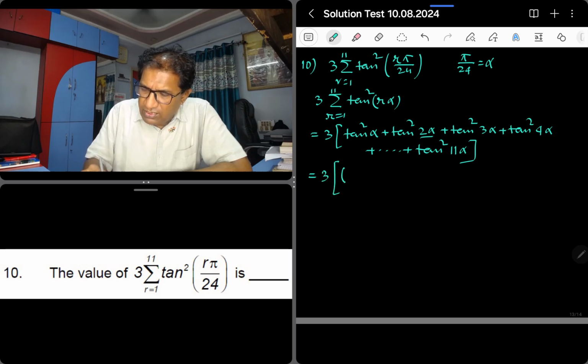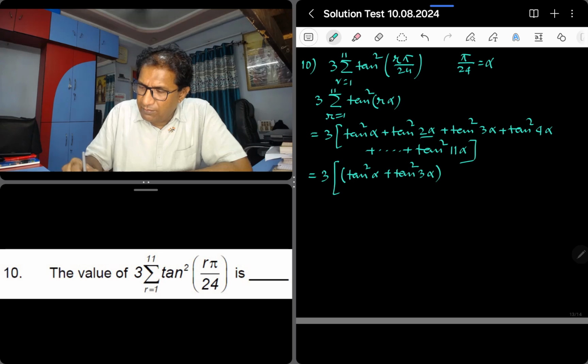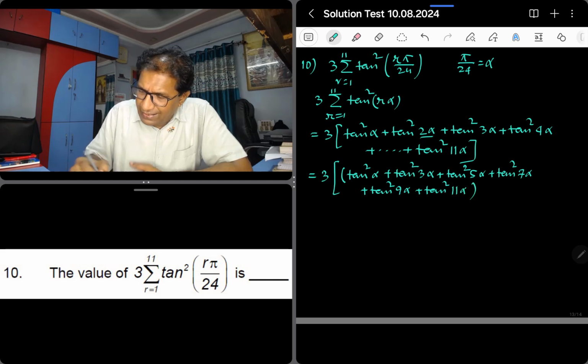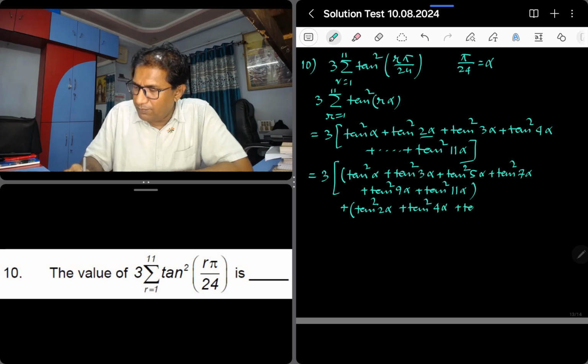The first group consists of the elements tan square alpha, tan square 3 alpha, tan square 5 alpha, 7 alpha, 9 alpha and 11 alpha, right? And the second group consists of tan square 2 alpha, tan square 4 alpha, tan square 6 alpha, tan square 8 alpha, and tan square 10 alpha, right?